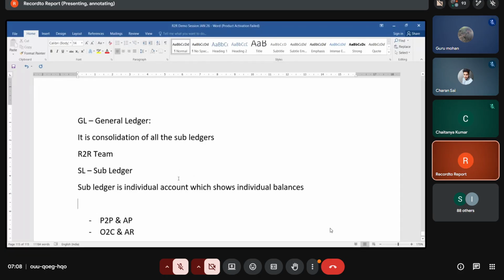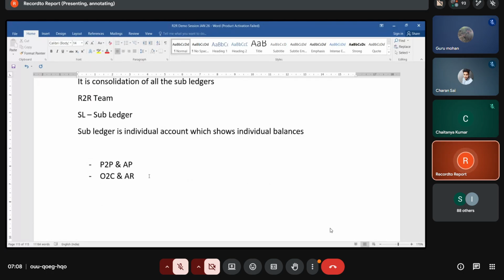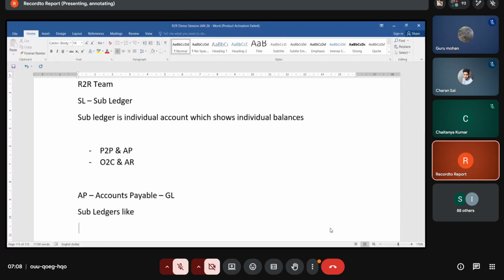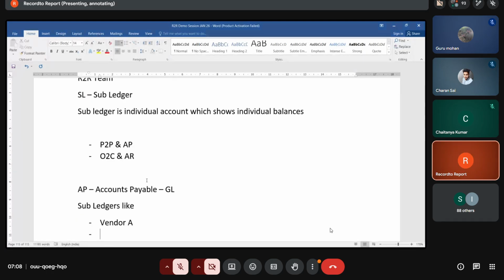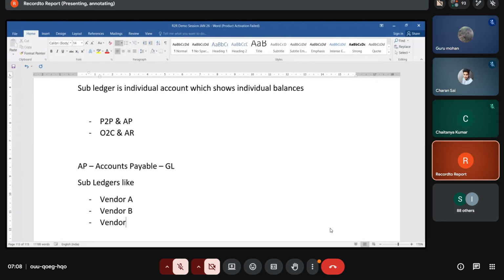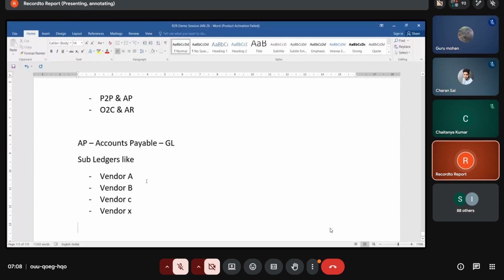For example, accounts payable is nothing but the total amount payable to the trade vendors, correct? So accounts payable is a general ledger. Under that we have various subledgers like vendor A, vendor B, vendor C, vendor X, etc. All vendor accounts are subledgers. Accounts payable is general ledger. Fixed assets is a general ledger.